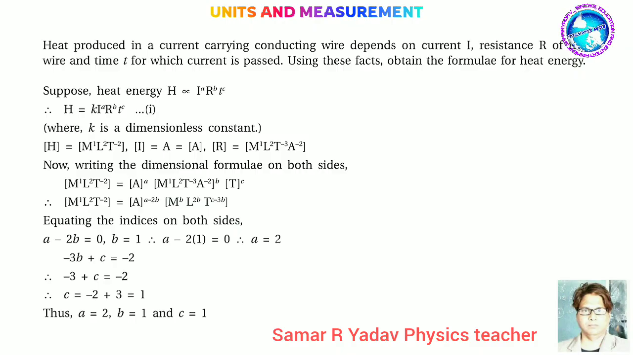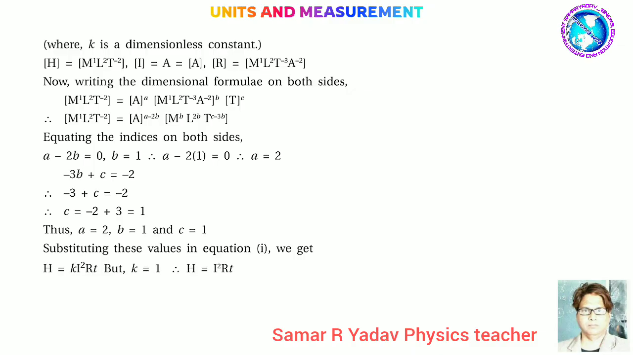Equating the indices on both sides: a - 2b = 0, b = 1, so a - 2 into 1 = 0, therefore a = 2. Then -3b + c = -2, therefore -3 + c = -2, therefore c = -2 + 3 = 1. Thus a = 2, b = 1 and c = 1. Substituting these values in equation number 1, we get H = k I^2 R T, but k = 1, therefore H = I^2 R T.